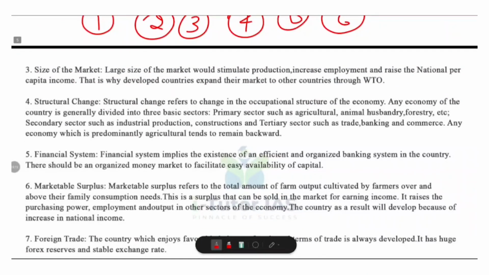Okay. Then third one, size of market. A large market encourages producers to produce more, invest more and adopt more technologies. A big market leads to higher production, more employment and a higher per capita income. This is why developed countries try to expand their markets internationally through institutions like the WTO. A small market restricts opportunities for large-scale production and innovation.